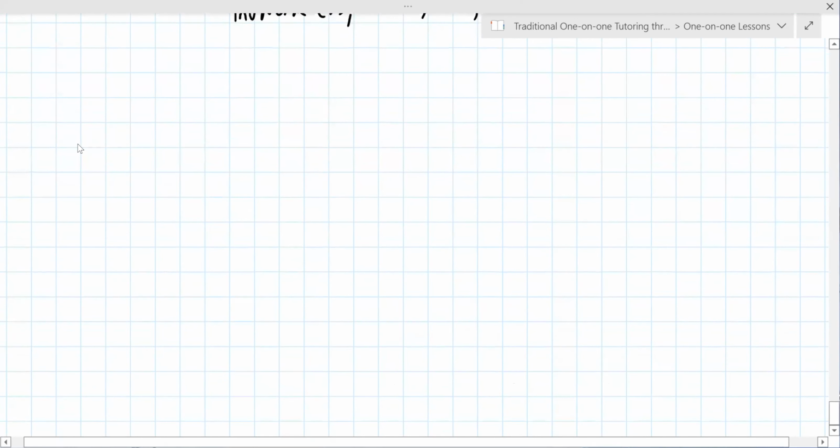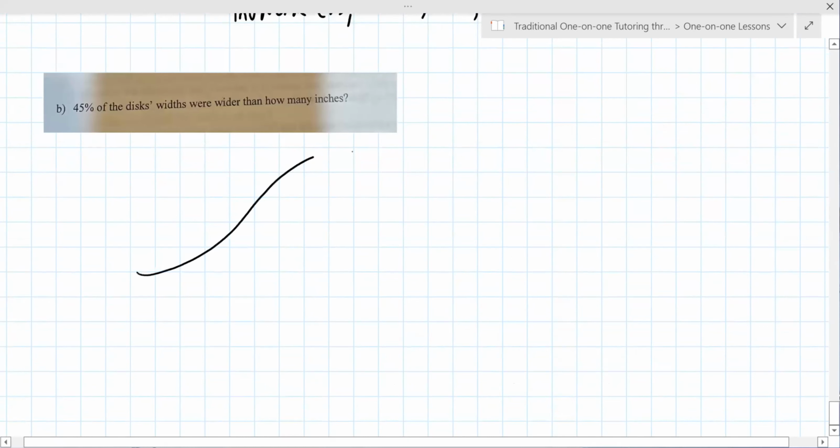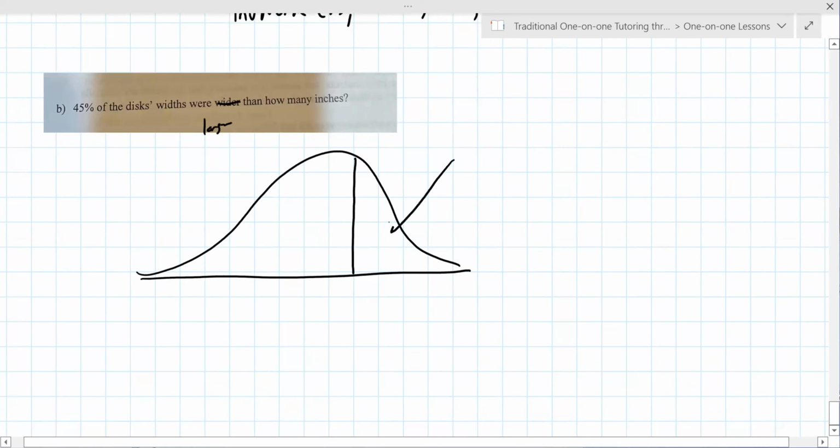Okay, now here's a related question, letter B. And it really comes down to being able to draw this normal curve. It's just an interpretation, so you're interpreting this language. 45% of the disc widths were wider, really larger than how many inches? So this time, the right tail is 0.45. Do you agree? Do you see how it's now the right tail?